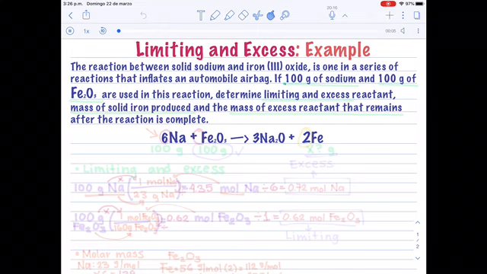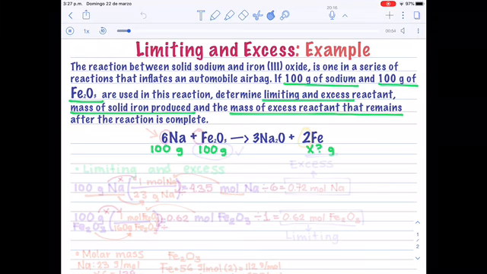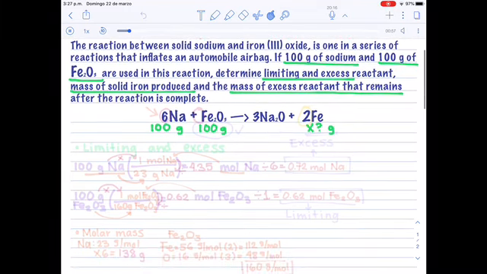the reaction is complete. The first thing to do is to analyze the problem, looking for the data. In here, it is important that we identify the 100 grams of sodium, the 100 grams of iron 3 oxide, that we are asked for the limiting and excess reactant, the mass of solid iron produced, and the mass of excess reactant that remains after the reaction. So we write the information in the equation that is already balanced, and we notice that we have two numbers that belong to the knowns, and we are looking for the grams of iron, which would be the unknown.